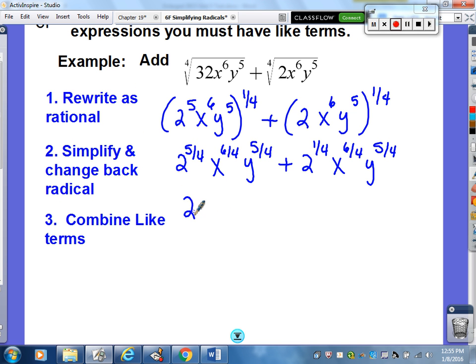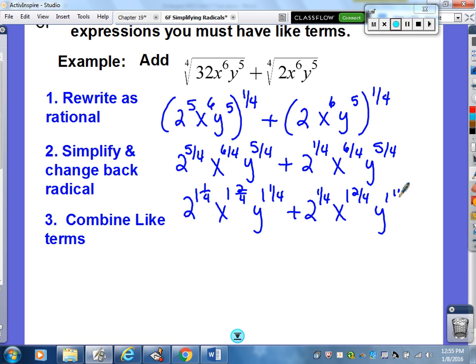So it's 2 to the 1 and 1/4, x to the 1 and 2/4, y to the 1 and 1/4, plus 2 to the 1/4, x to the 1 and 2/4, and y to the 1 and 1/4.